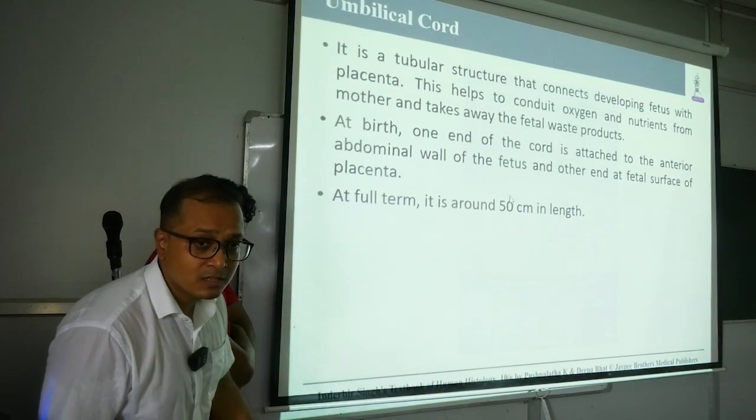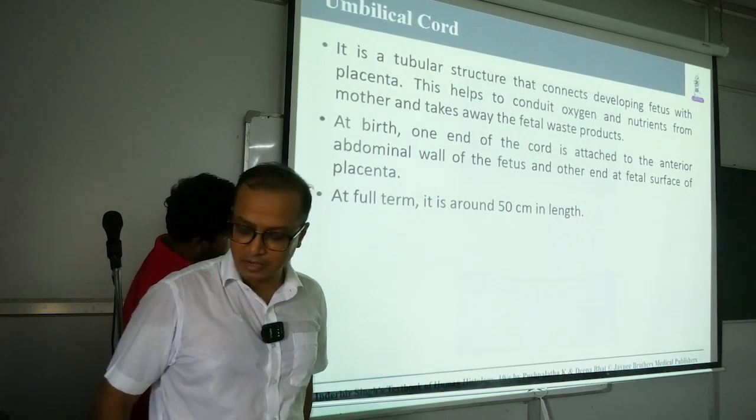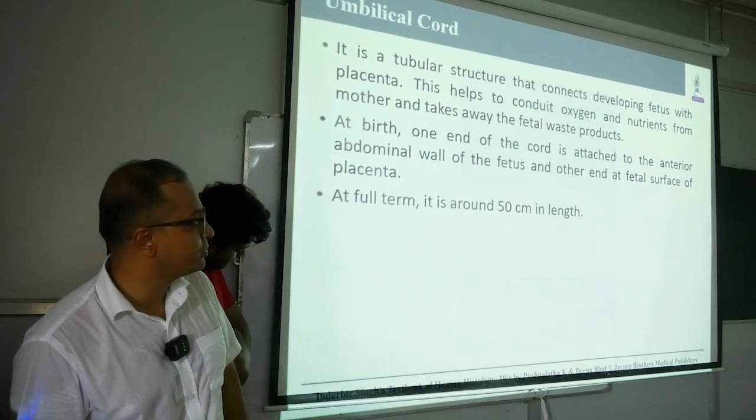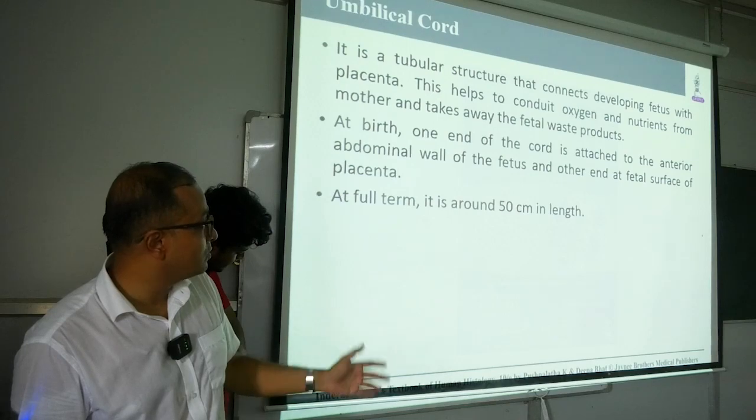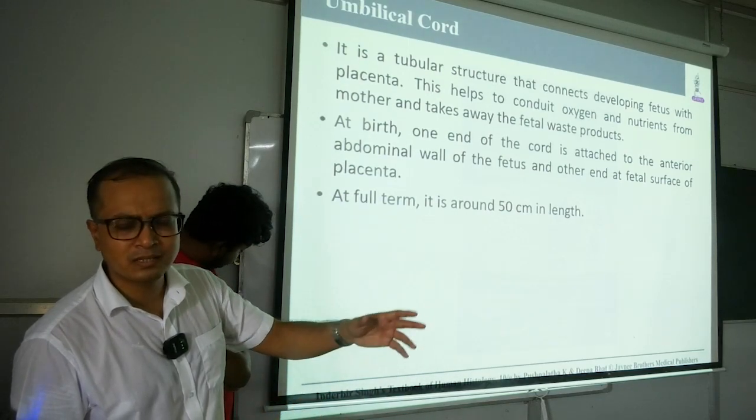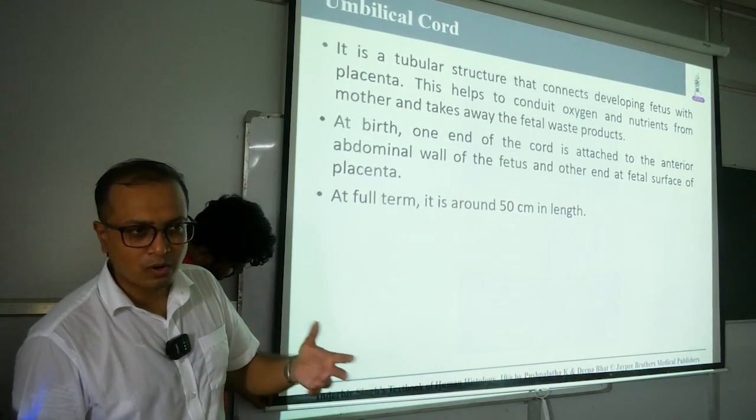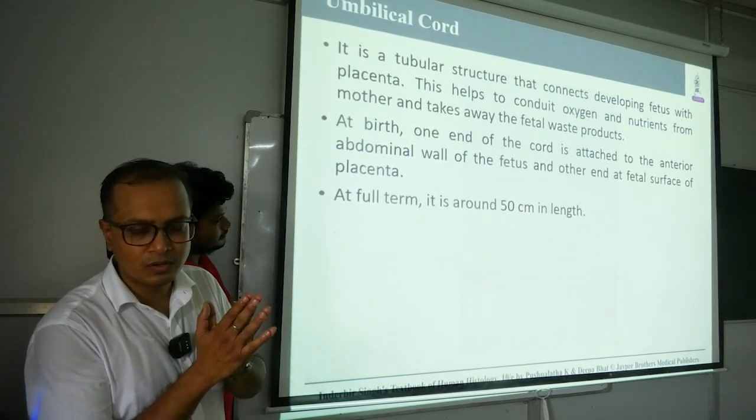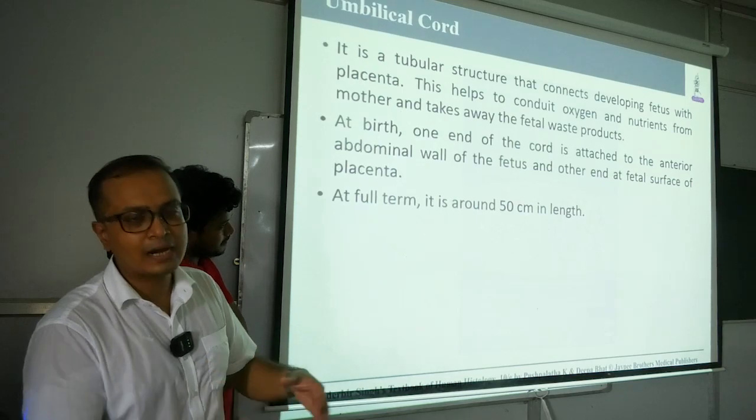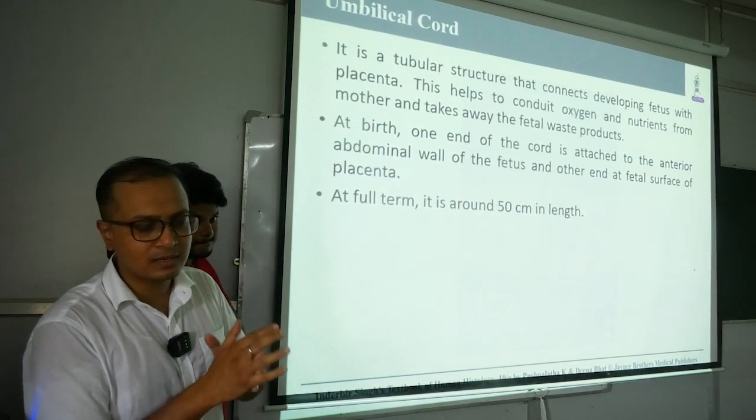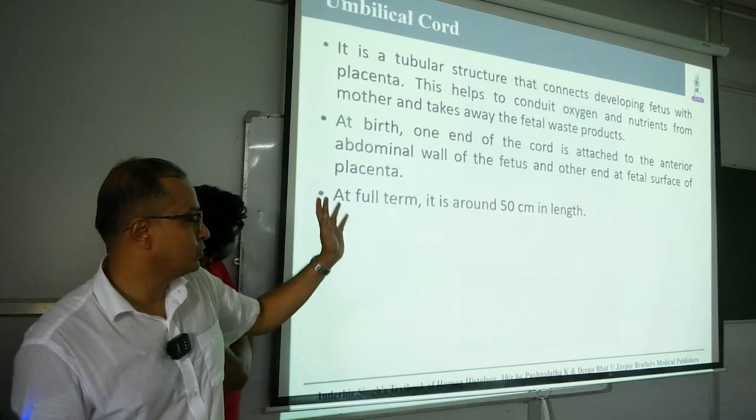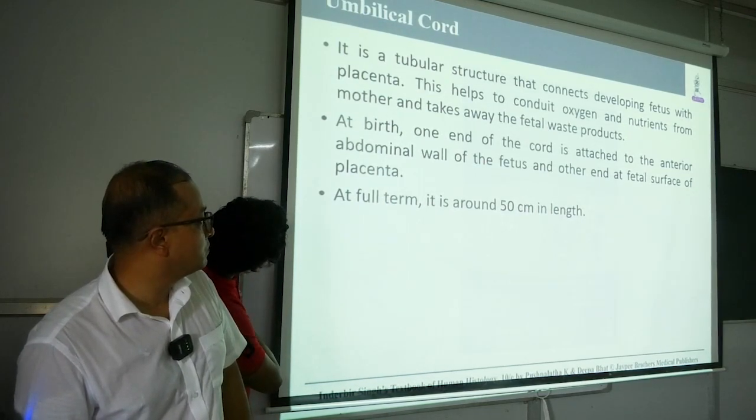So the function of this is to transfer the nutrients, to transfer blood through it, carrying oxygen and nutrients from the maternal side to the fetal side. Along with that, the fetal waste products pass the other way, because the fetus is yet to pass urine or any kind of excreta. That has to be carried through the placenta and the umbilical cord to the maternal side and get disposed.